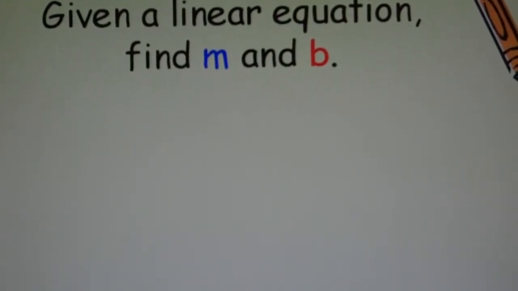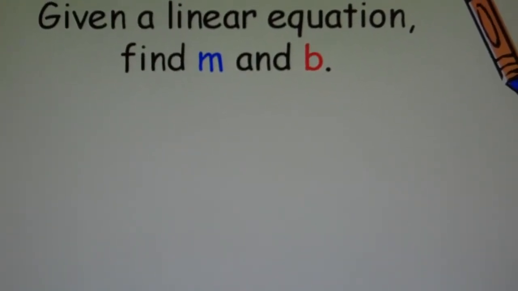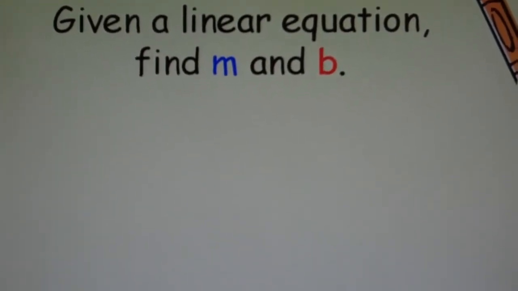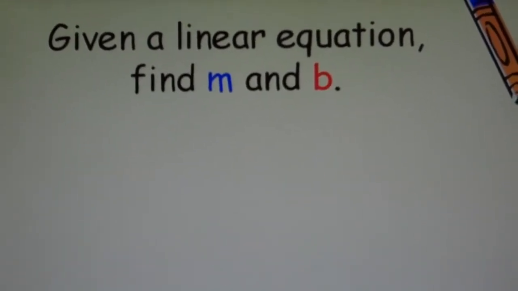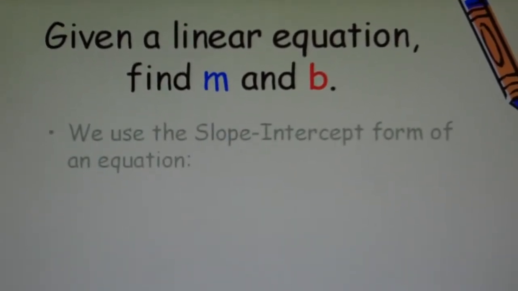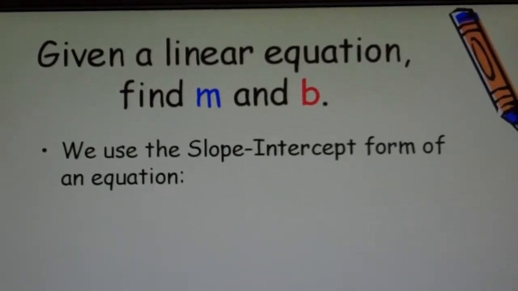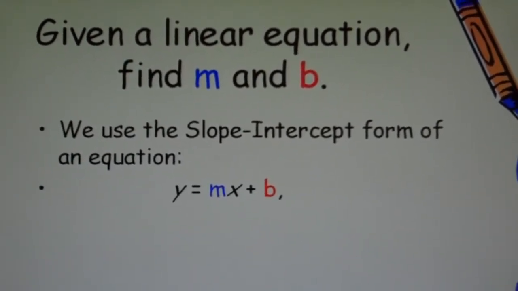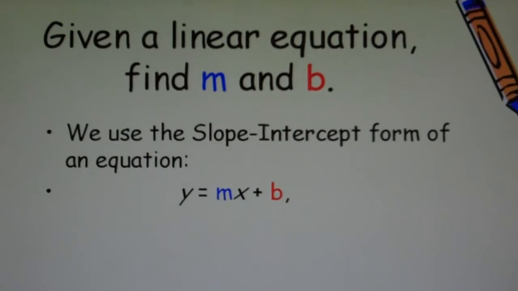Given a linear equation, find m and b. So we're going to look at an equation. We're going to identify what is the slope, the m, and what is the y-intercept, the b. Using the slope-intercept form of the equation, y equals mx plus b, it should be easy just to pull those pieces of information out.